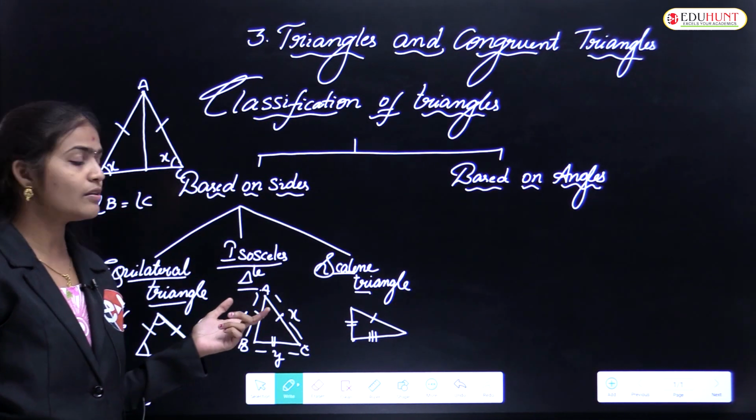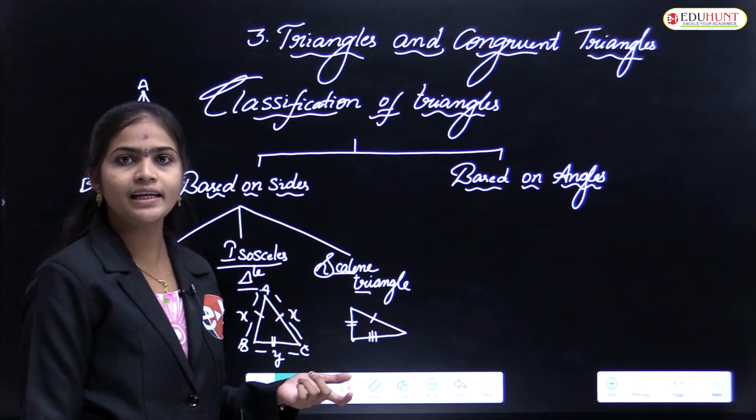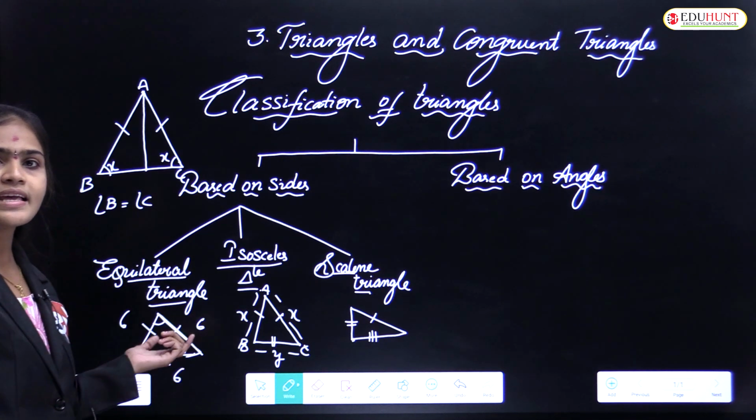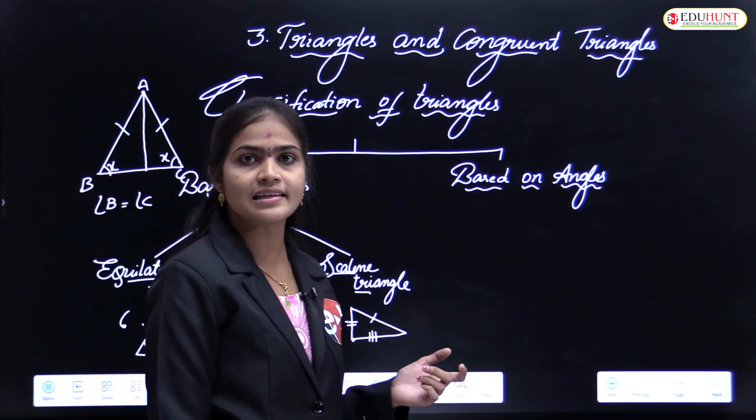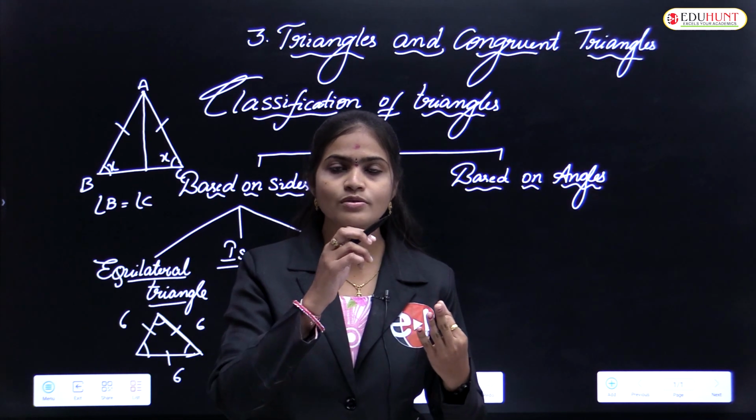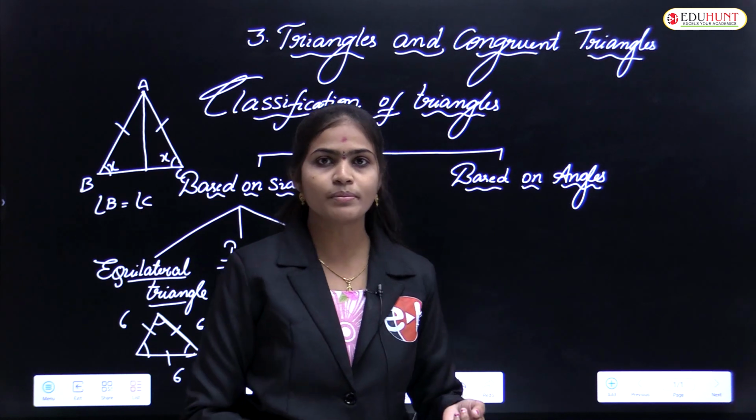Here we can observe one more concept. If you know about symmetry, then here also we can discuss symmetry. An equilateral triangle has how many symmetrical lines? Here there are three equal sides, no? So we can say that an equilateral triangle has three lines of symmetry.